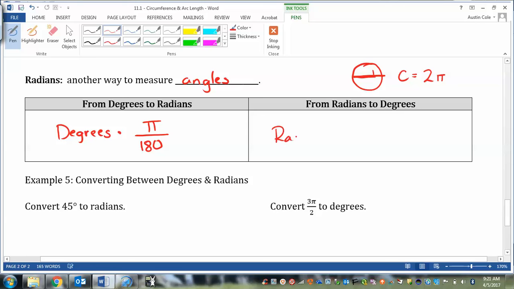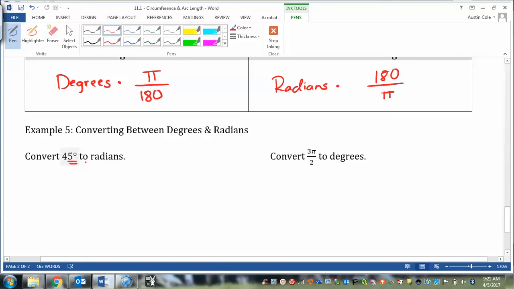Over here, this is going to be radians times 180 over pi. So if I am converting from degrees to radians, here's my formula. I'm going to take 45 degrees times pi over 180. So I can multiply these and get 45 pi over 180.